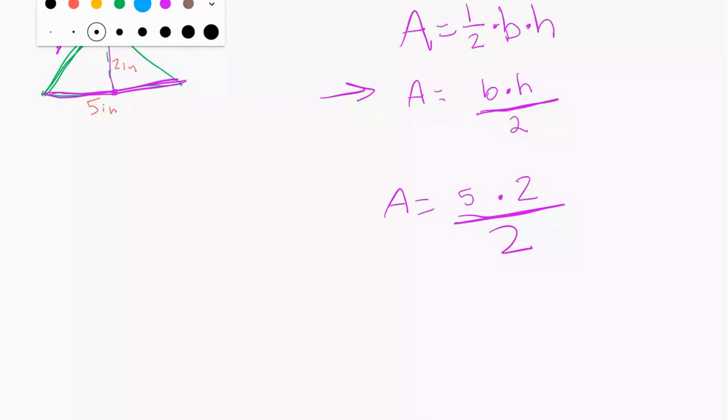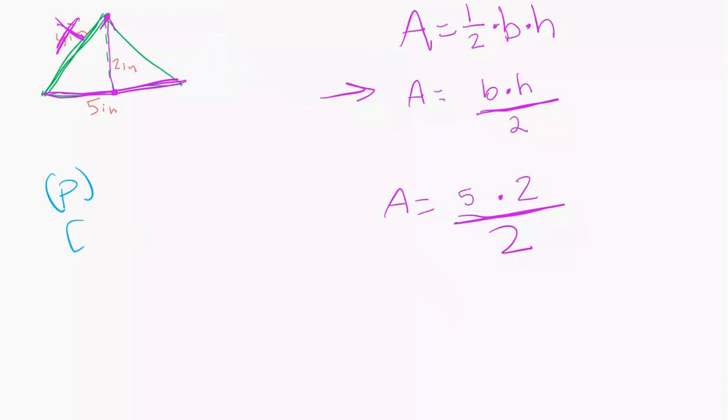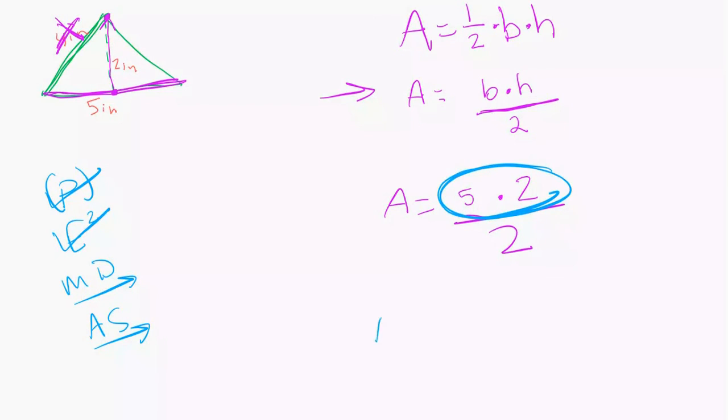Okay, so we're going to do the correct order of operations: parentheses, exponents, multiplication and division from left to right, and addition and subtraction from left to right. We don't have any parentheses, and there are no exponents. So now we're at multiplication and division, and we're just going to do it in order. Our first thing is multiplication, 5 times 2. 5 times 2 is 10. So we now have 10 divided by 2, which is the same thing as 10 on the inside and 2 on the outside, and we get 5.